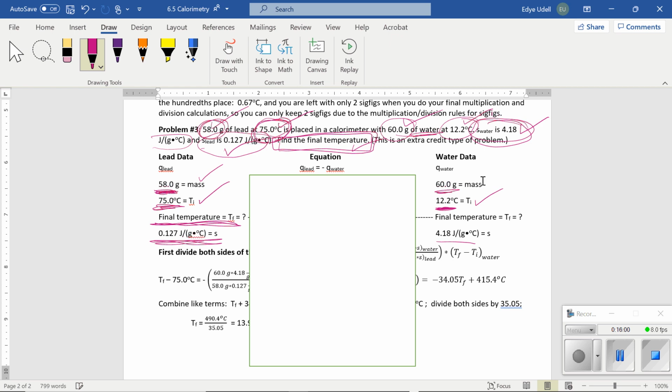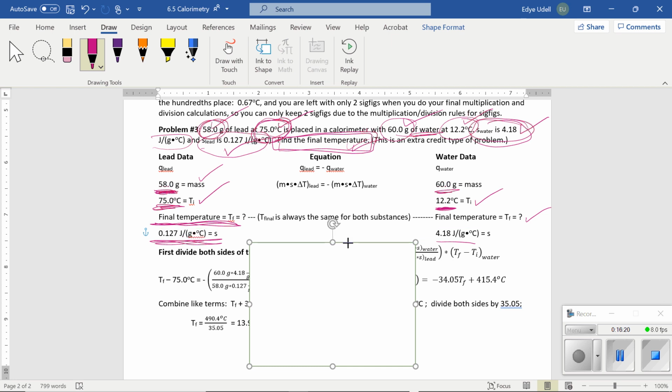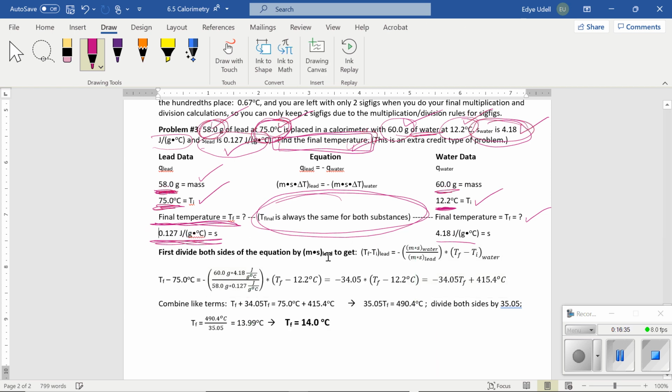Let's check that off. Now remember, the final temperature is the same. It's always the same. So that's what I'm missing. I've already checked it off. Have I checked off everything? Yes, I have. So I'm in good shape so far. So now my equation is Q lead is negative Q water. And symbolically, that's the m s delta T for the lead is negative m s delta T for the water. T final is always the same for both substances. You don't have to write that down. I just put that in there as a reminder. And now let's see how we solve this.